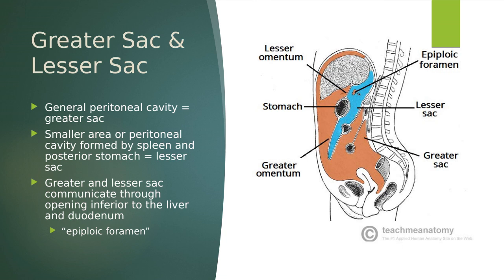If we look at this picture here, again, that side view, the coronal view, kind of looking at the body sideways, we see that entire orange and blue region is going to make up the whole peritoneal cavity. But if we divide them into these sacs, the orange sac is going to be our greater sac, and then that lesser sac behind the stomach and the spleen region is going to be our lesser sac.